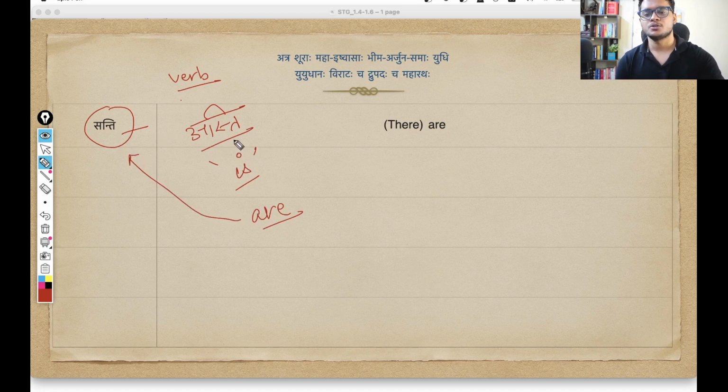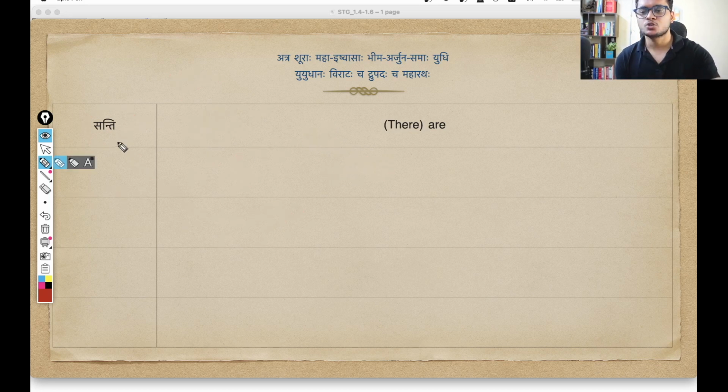Simple as that. In English you have, the boy is beautiful, and that is asti. And the plural form, the flowers are beautiful, that is santi. Singular form and plural form both arise from the same verb root as, as dhatu, which means to be. So we are starting our shloka with this santi, there are.